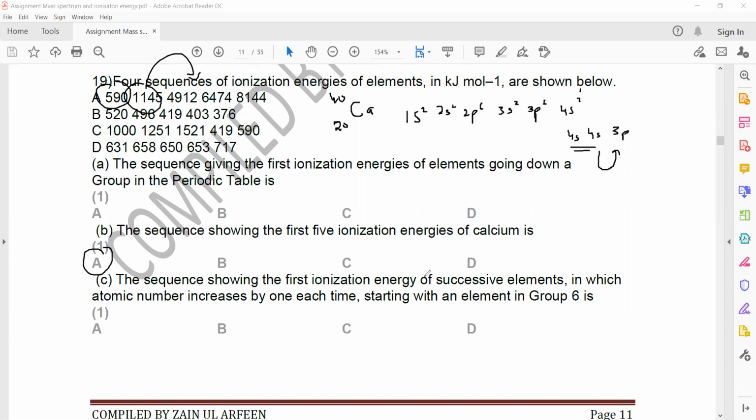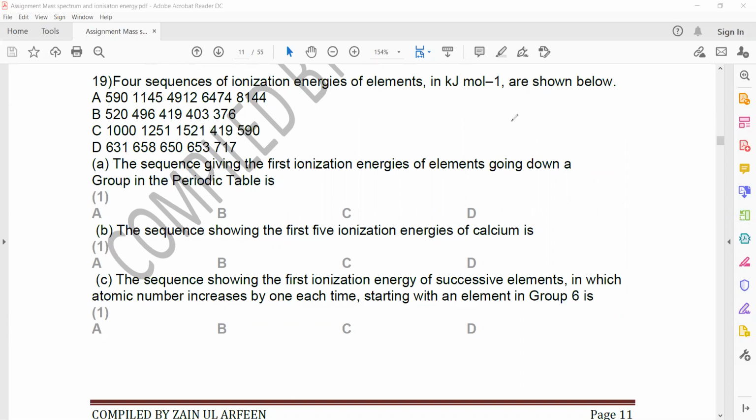The sequence showing the first ionization energy of successive elements, in which atomic number increases by one, starting from group 6. So the first element should be group 6, then group 7, then group 8, and after group 8 you will come to group 1 and then group 2. Moving across the period, the ionization energy increases. So for the first three elements it should increase, and as you change the period it will increase as well, but there will be a decrease when moving from the third to the fourth element. So which one is the right answer?